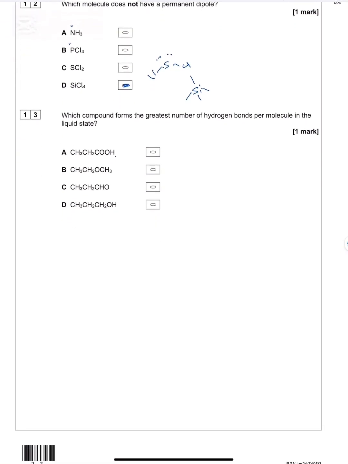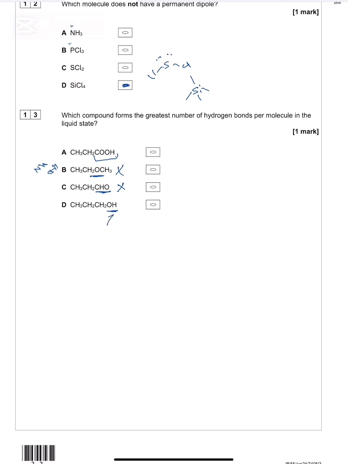Which compound forms the greatest number of hydrogen bonds per molecule in the liquid state? First of all, this is an ether, so there is no OH or NH. There is no hydrogen bonding at all in this one. This is an aldehyde, so there is no OH or NH, so there is no hydrogen bonding. We have the alcohol with OH and the carboxylic acid with COOH.